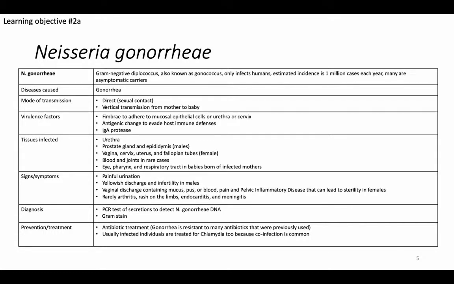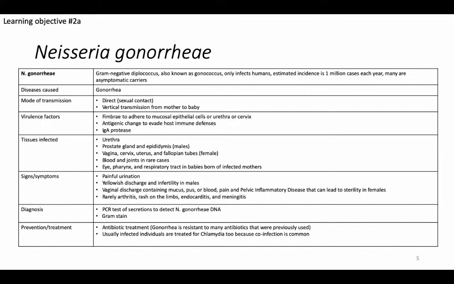All right, the first of the sexually transmitted diseases of the urinary system and genital system is Neisseria gonorrhoeae, which is a bacteria that causes the disease gonorrhea. Neisseria gonorrhoeae is a gram-negative diplococcus. It's also referred to as gonococcus, and it only infects humans. So humans are the only reservoir of this bacteria on Earth.